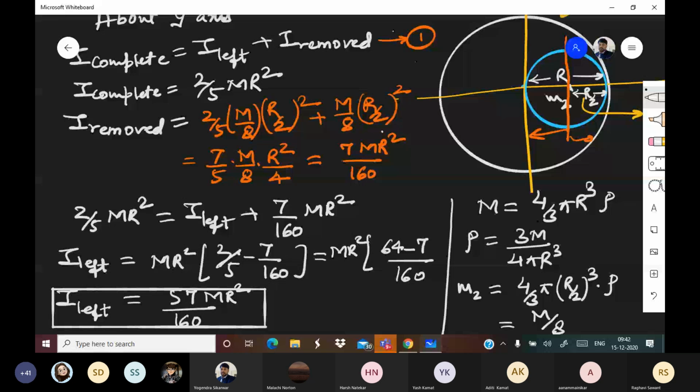Now I want all of you to calculate it for z axis. I want all of you to calculate it for z axis. Please calculate quickly.